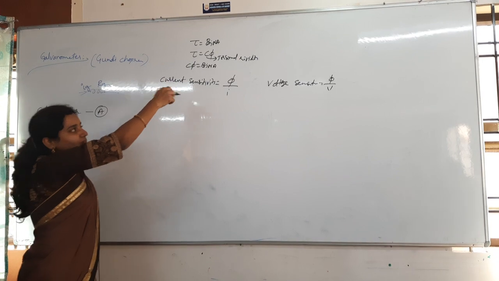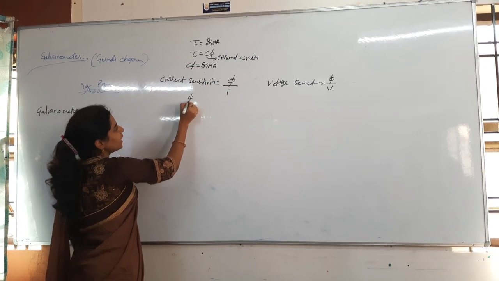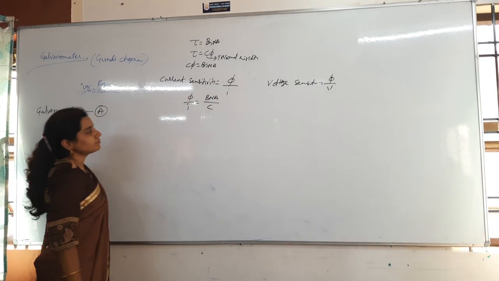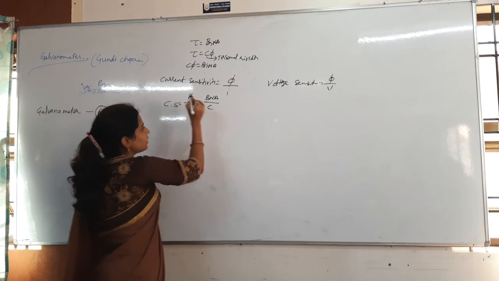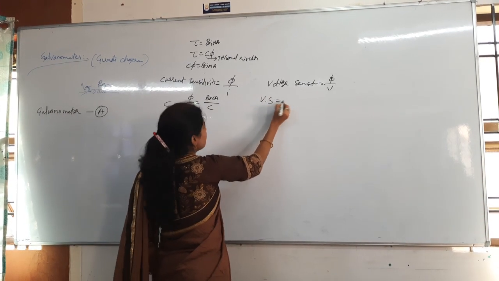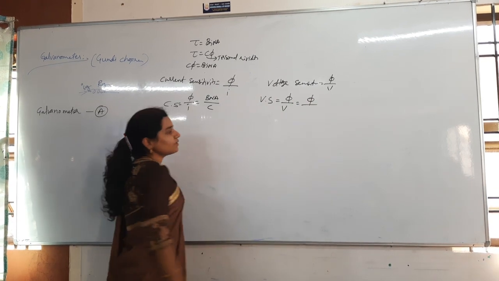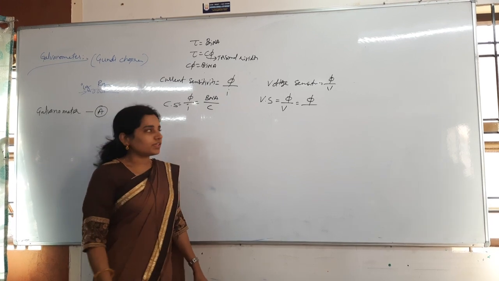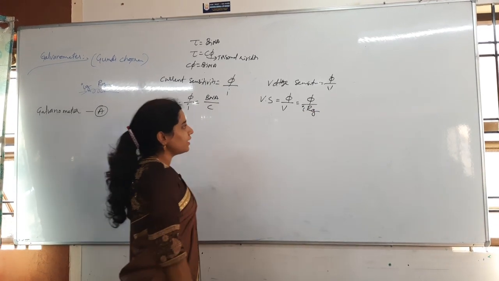So that is what I said here. Current sensitivity is nothing but phi by I. Then phi by I is equal to BNA by C. Correct? That is the formula of current sensitivity. Then voltage sensitivity is phi by V. Phi by voltage is nothing but what? Current into resistance only. So that is I into Rg, where Rg is the resistance of the galvanometer.